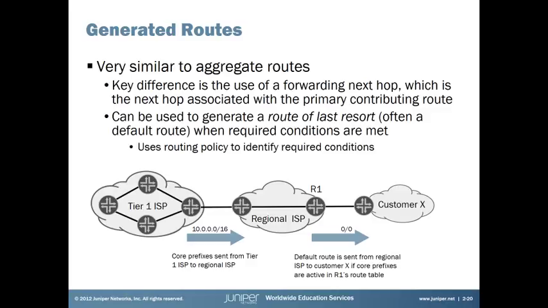So the concept is, what the regional ISP is saying is, if I lose connectivity to my upstream Tier 1, I will not tell my customer to route all this traffic to me. That's what's happening here. This is called a generated route. There's a condition: I have a route to my upstream Tier 1. That's the condition. If that condition is met, then I will generate this default route.